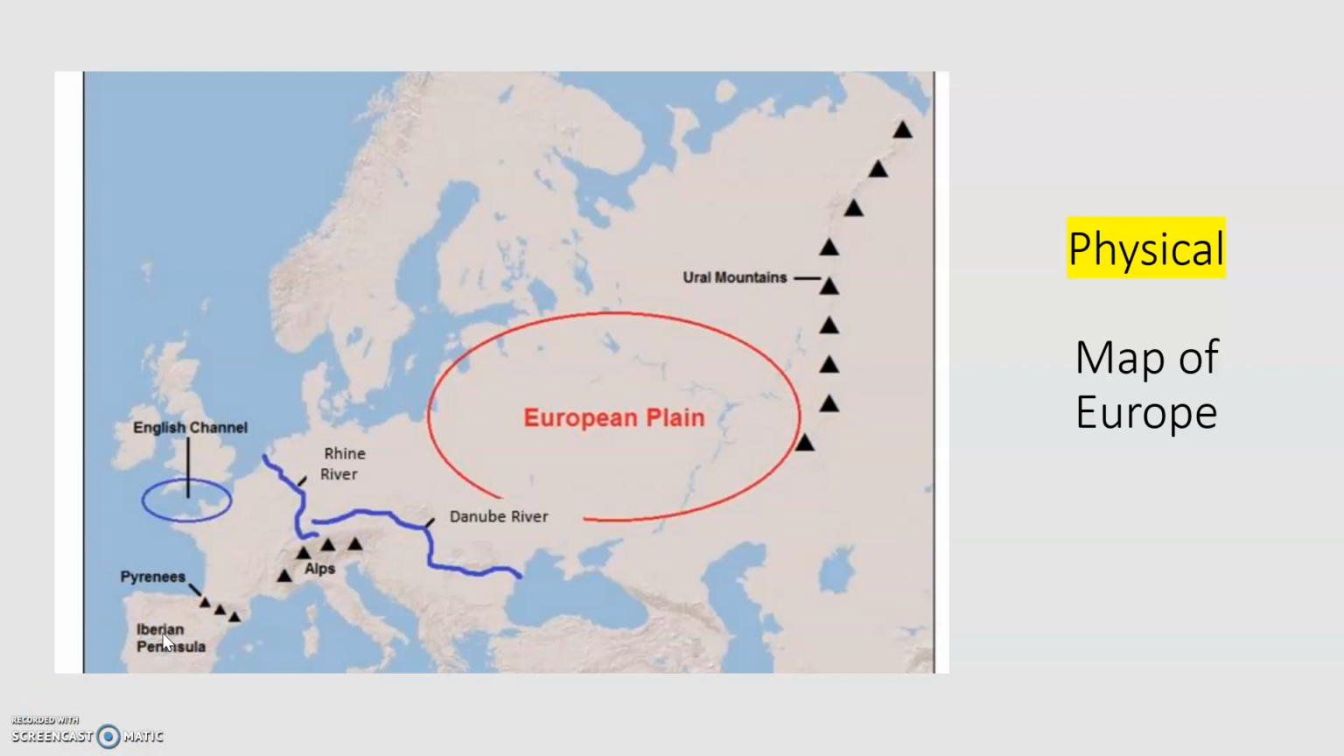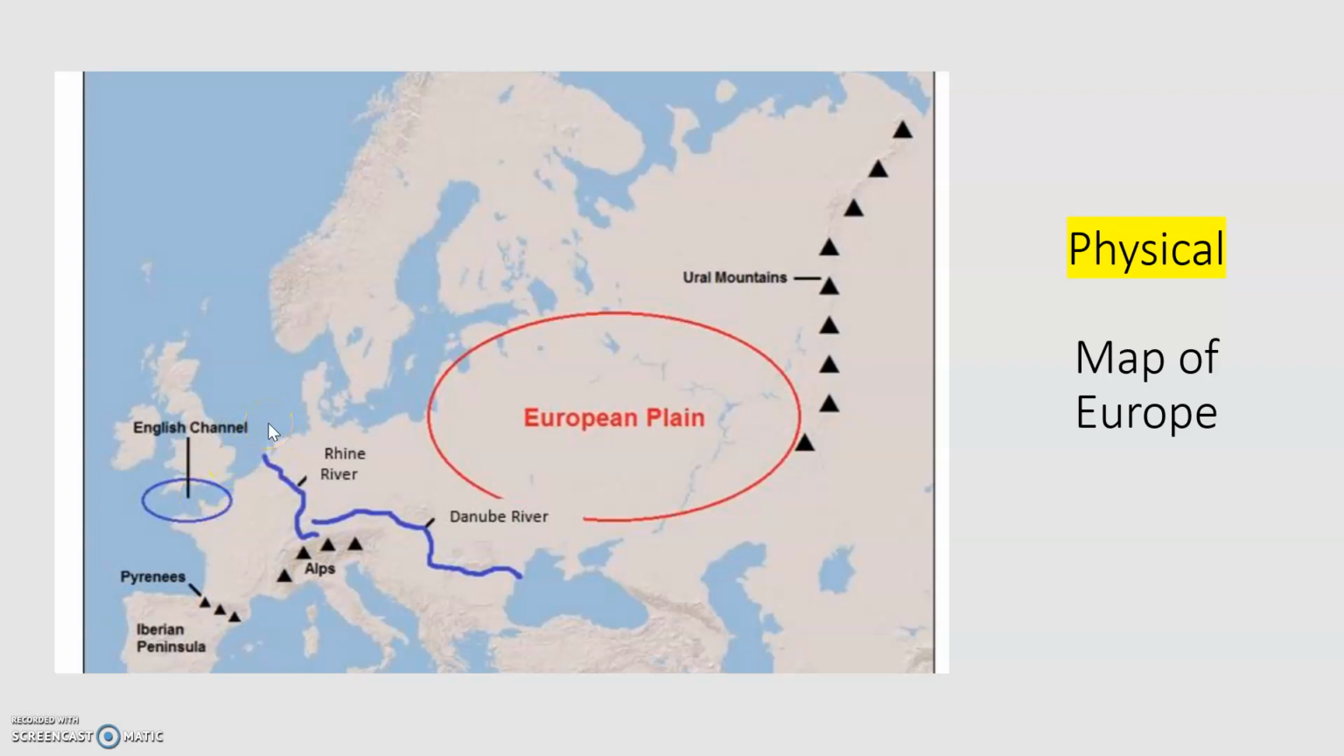And peninsula is usually where you have a land that is surrounded usually on 3 sides by a body of water, but they're still connected to another landform. For instance, Spain is surrounded by water on all 3 sides, but it's still connected to France. Then you have the English Channel, which is a waterway between the United Kingdom and France.